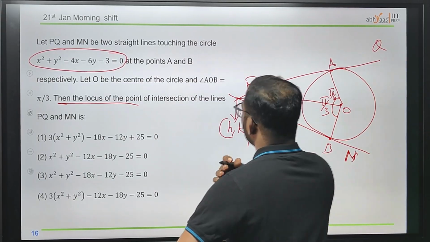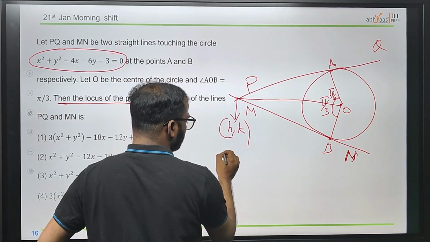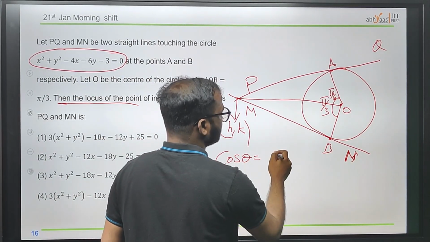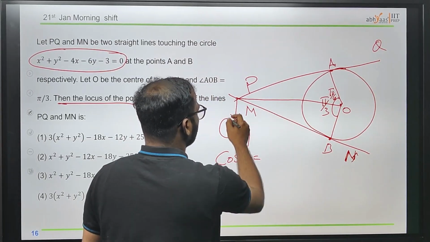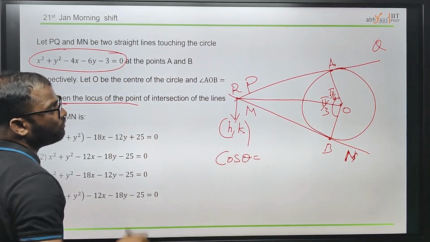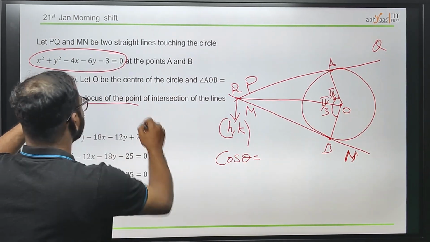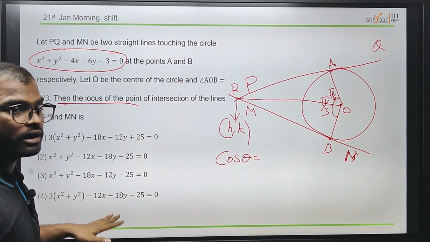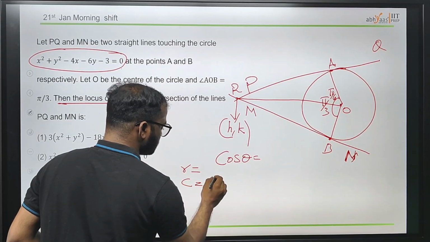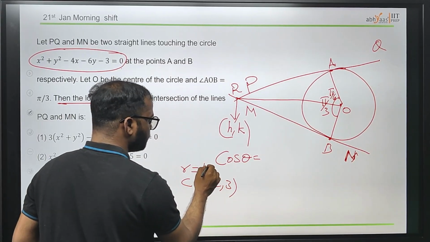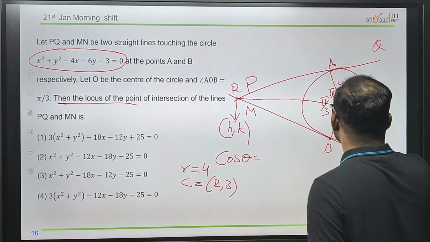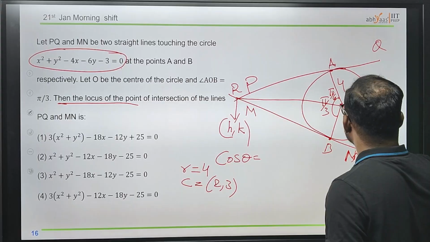Therefore from this we can easily find it by using cos theta, equal to the ratio of the sides. Also, to find the center, firstly you need to convert the given equation into a complete square. After that we can easily find the R value and the center, which will be 2 comma 3, and R will be 4. So the radius is 4 and the center is 2 comma 3.